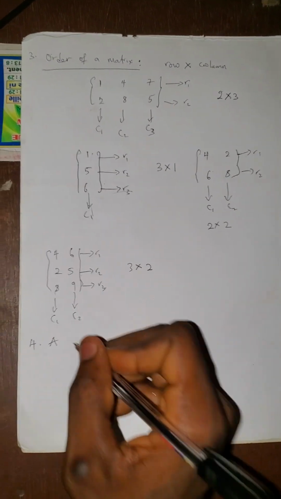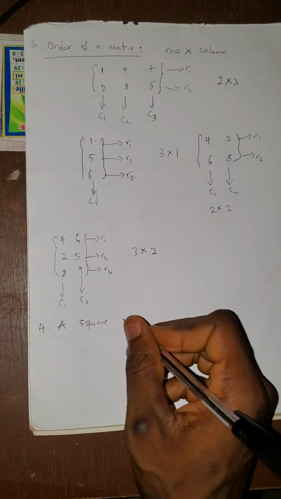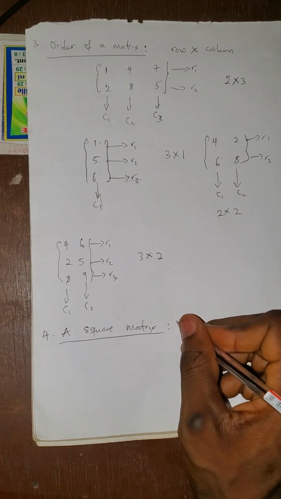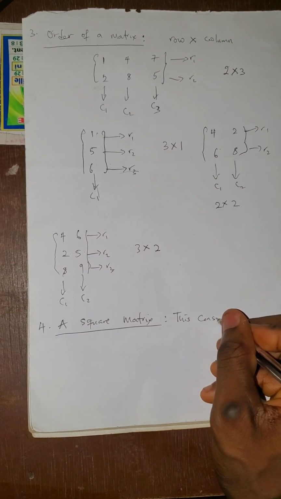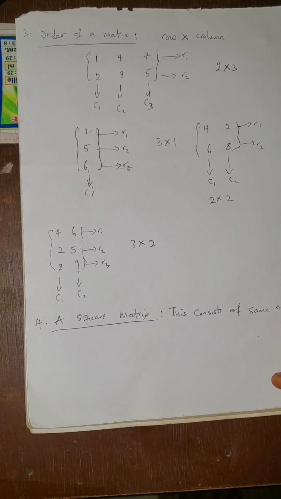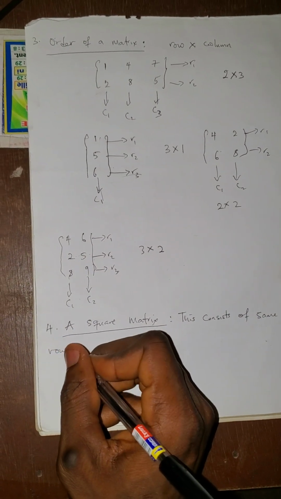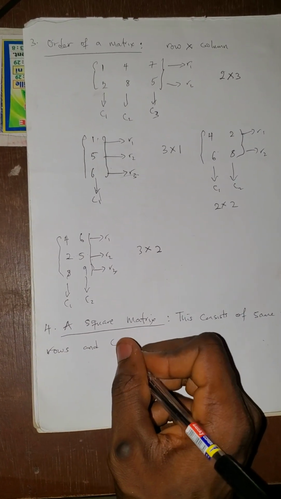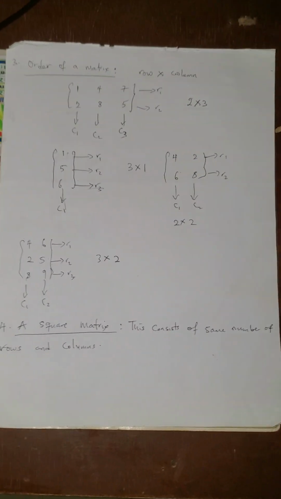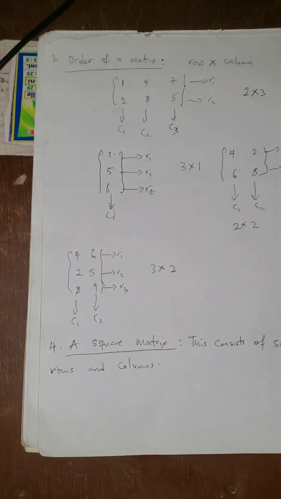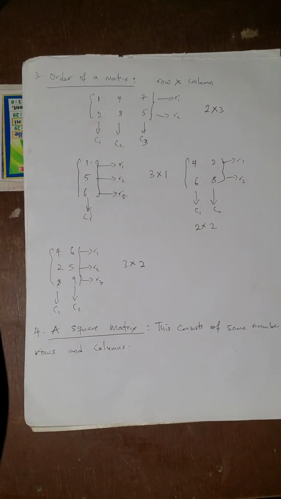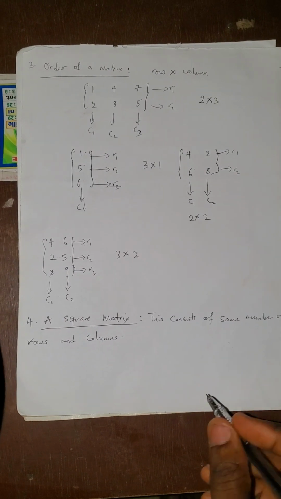Number 4, we have what is known as a square matrix. What is a square matrix? A square matrix consists of the same number of rows and column. This consists of the same number of rows and what? And column. Now, if a matrix contains the same number of rows and column, it is called a square matrix.